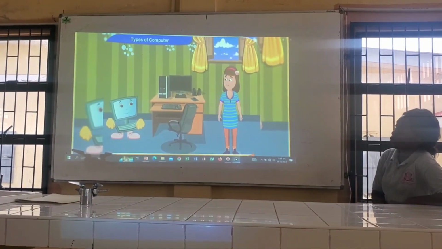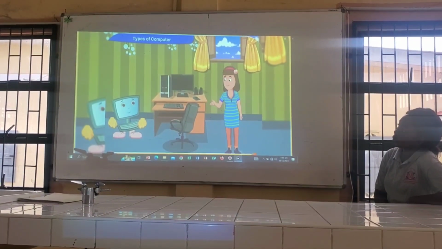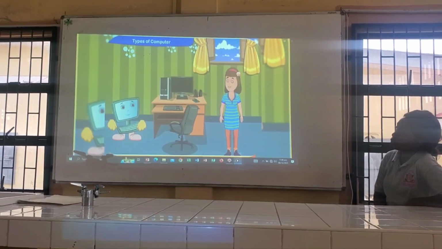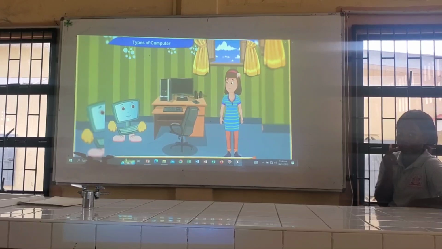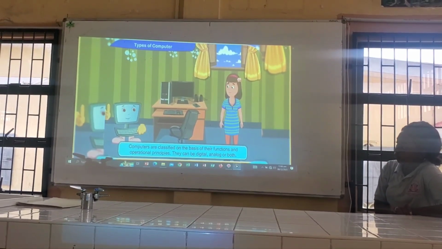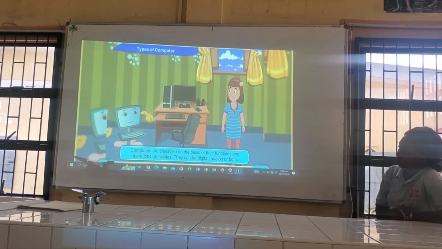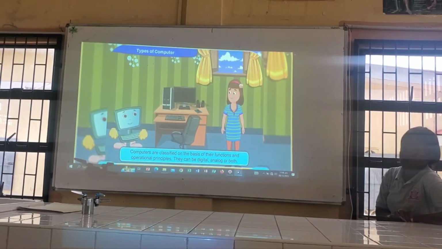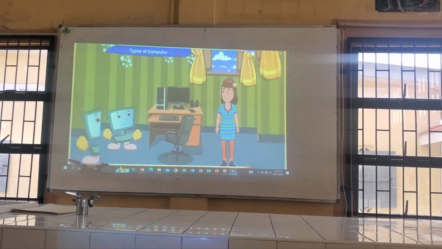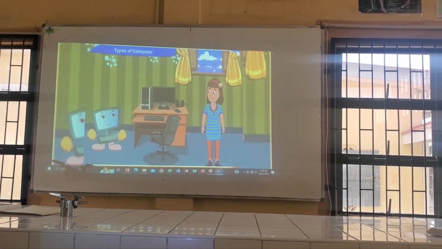Flico, our teacher said that there are different types of computers. Some are very big and some are small. Is it true? Yes, Reddy. There are different types of computers classified on the basis of their functions and operational principles. They can be digital, analog, or both. Tell me more about these computers.